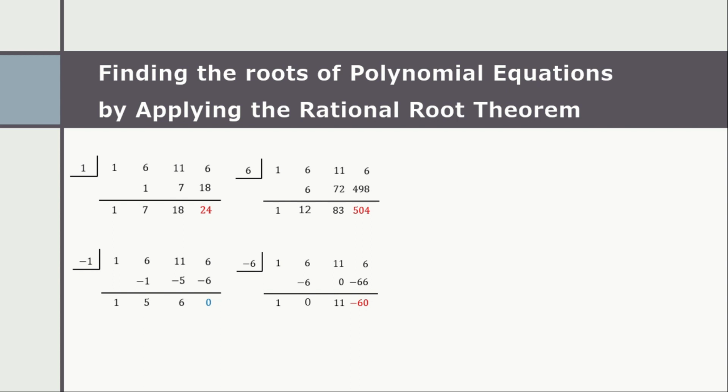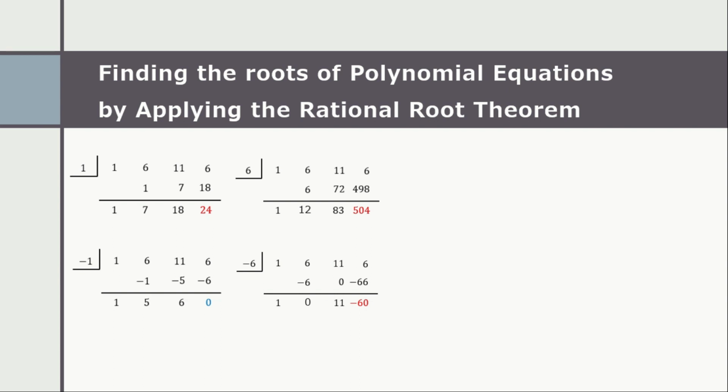Again, following the steps in the synthetic division, we write the coefficients of the equation. We have 1, 6, 11, and 6. Then we need to bring down the leading coefficient, which is 1. Then 1 multiplied to negative 6 is equal to negative 6. Then 6 plus negative 6 is equal to 0. Then 0 multiplied to negative 6 will give us 0. Then 11 plus 0 is equal to 11.